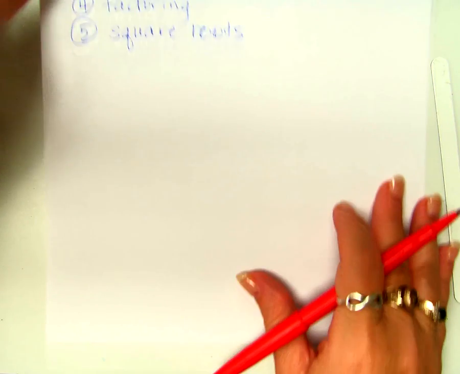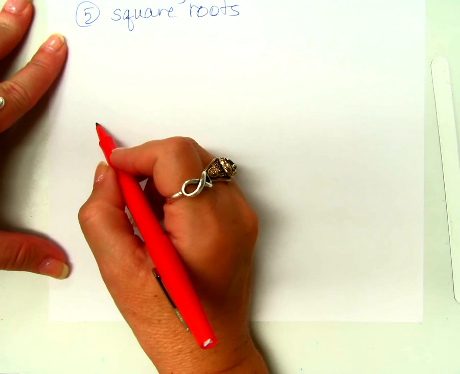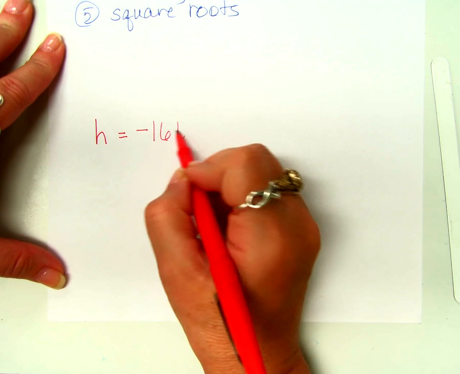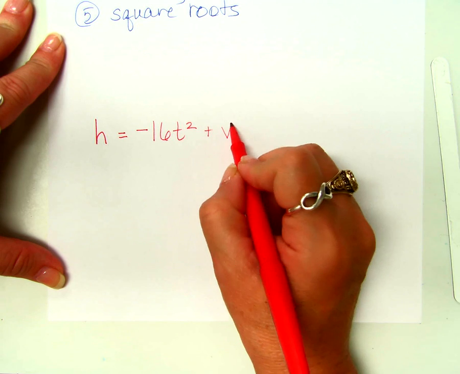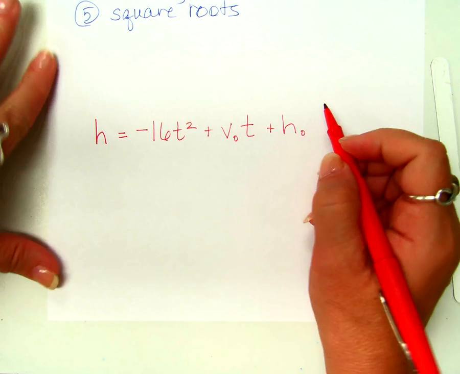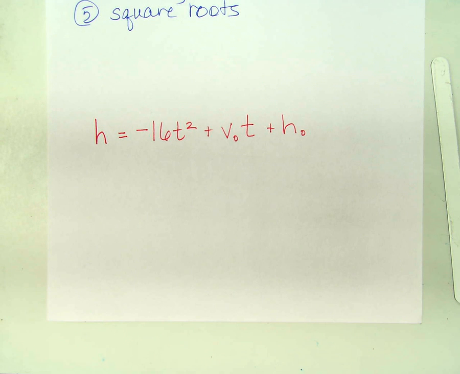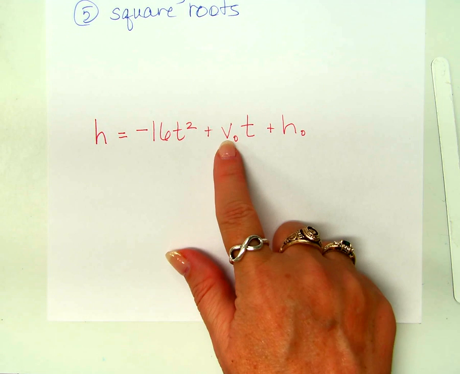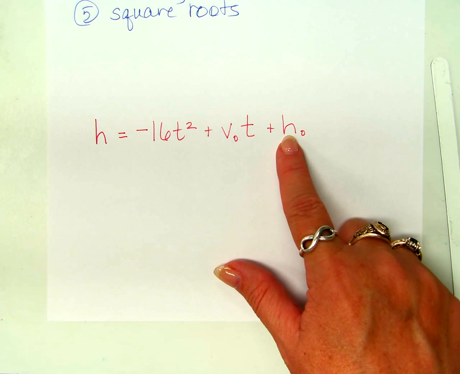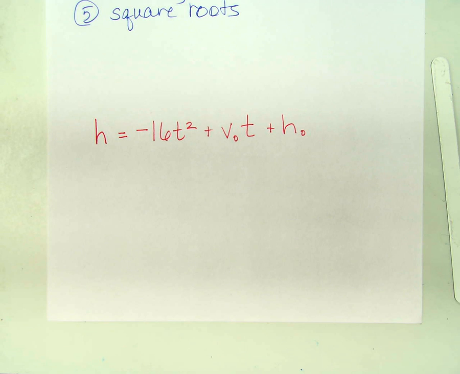I don't know if you've ever seen this before, but just in case you haven't, let me teach it to you. H equals negative 16t squared plus v sub o t plus h sub o. Now, what did I say for this term? V sub o. What did I say for this term? H sub o. Okay? Why am I saying sub o? And do you realize that's not one word? It's sub o. Why am I saying sub?